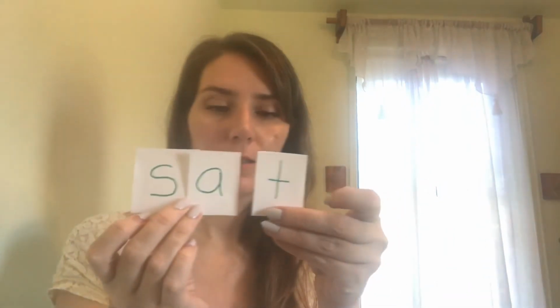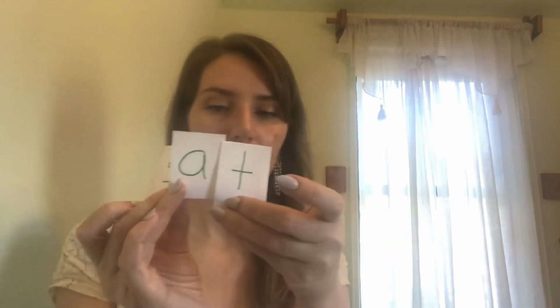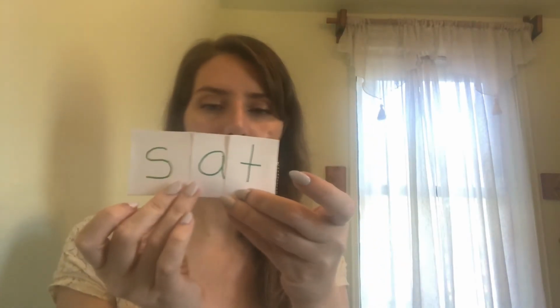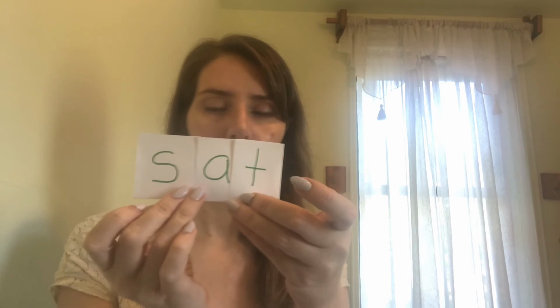Let's practice one more. Okay, here we go. This letter says s. This letter says a. And this letter says t. So here we have s, at, s, at, sat, like I sat down.